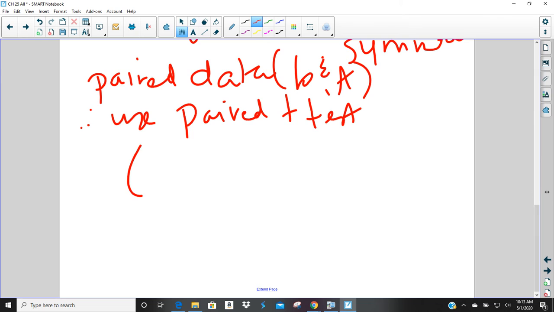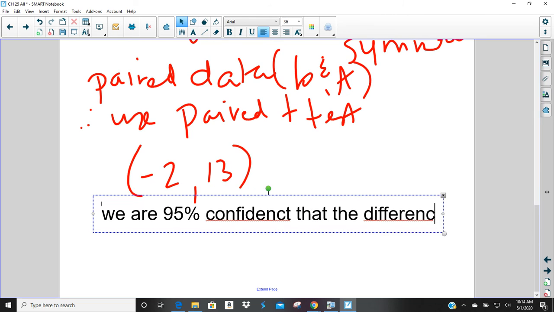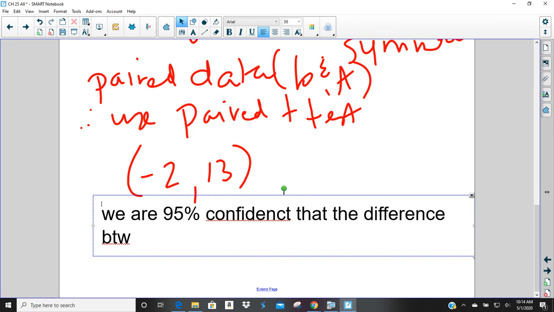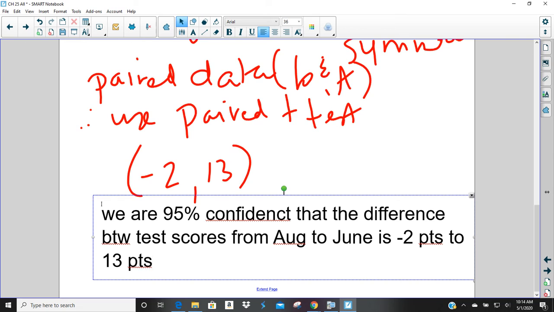-2 to 13. So what am I going to write as my final conclusion? We are 95% confident that the difference between test scores from August to June is -2 points to 13 points.